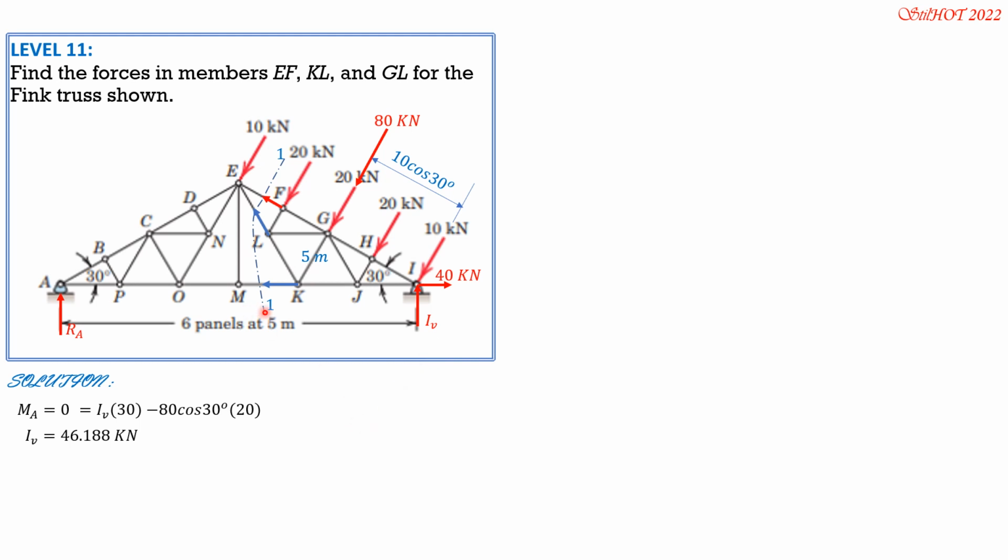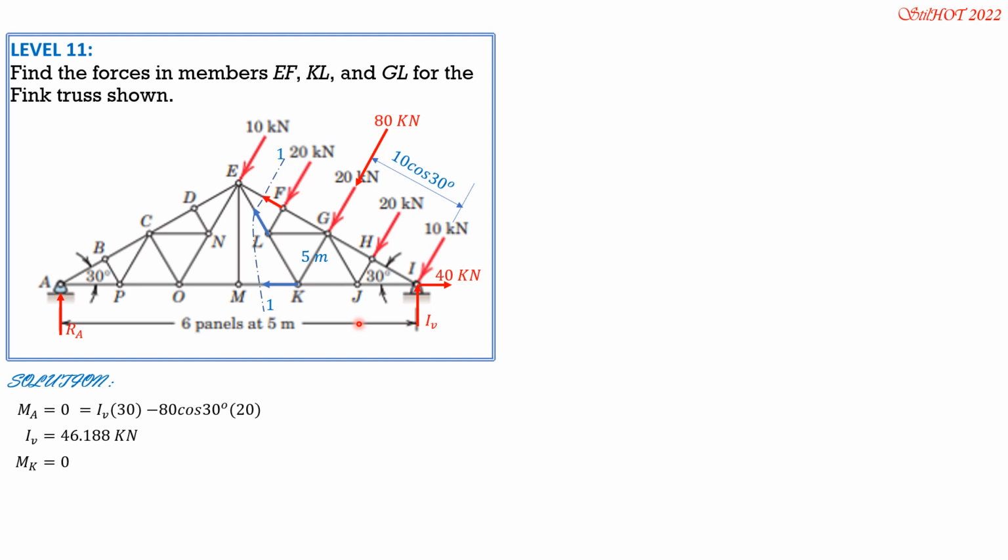Then let's consider all forces right side of this section 1-1. We can no longer use this 80 kilonewton load here because the 10 kilonewton load is outside of this section, because we consider the right portion of this cutting section. Then we plan to sum up moment about K because the forces involved are EF, EL, and MK. EL and MK pass through K, so they have no moment about K. So that's the reason.